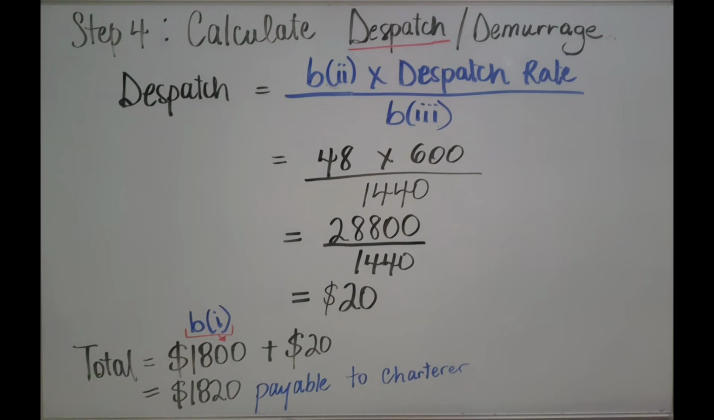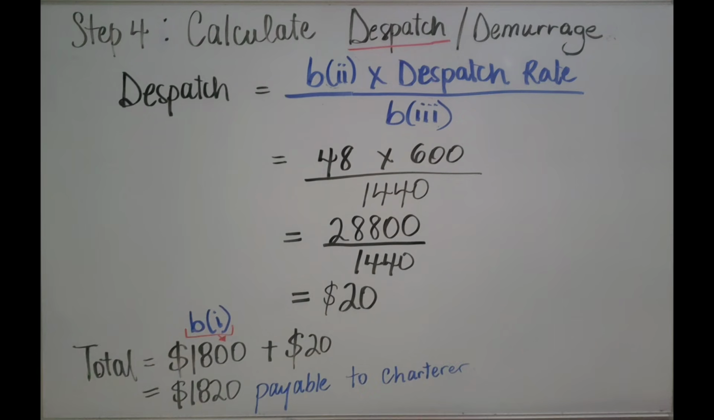Okay, in order to calculate dispatch, this is the final step. We need what we just worked out in B1, 2, and 3 and the dispatch rate. So we use B2, which is the 48 minutes, and the dispatch rate, which is $600, and the number of minutes in one day, which is 1440 minutes. And we got $20.